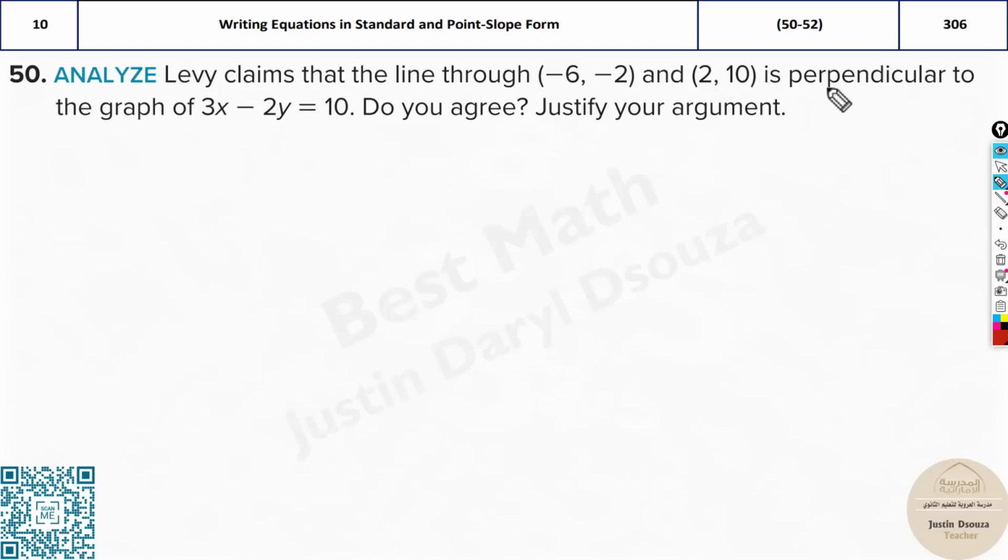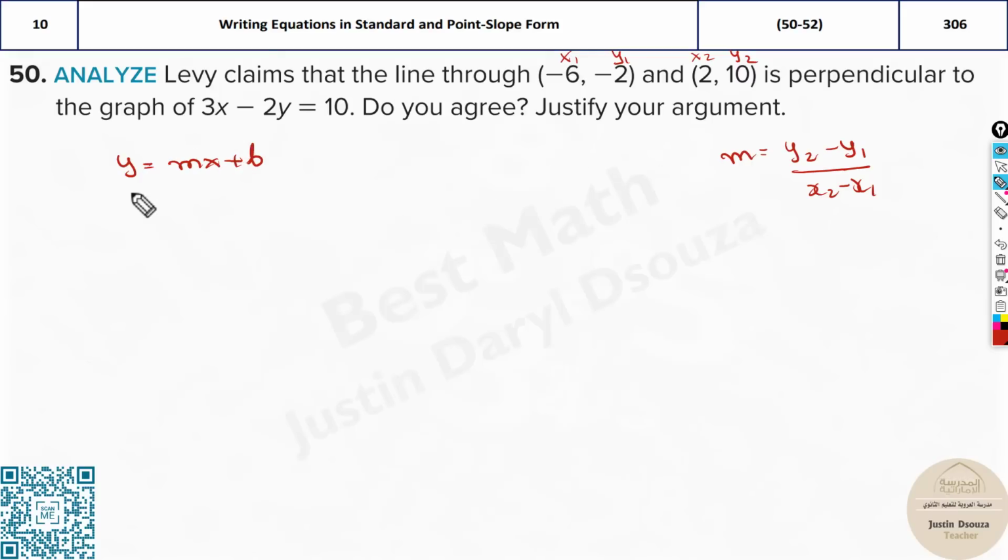So how can we tell whether they are perpendicular? We need to find the slopes. We have 2 points here, x1, y1, x2 and y2. That is one set of points where we can find the slope by m is equal to y2 minus y1 by x2 minus x1. That's one thing. And we have a standard form of equation. Now here, if we write it in the slope-intercept form, that is y is equal to mx plus b, then we can get the slope easily, right? And then we can compare.